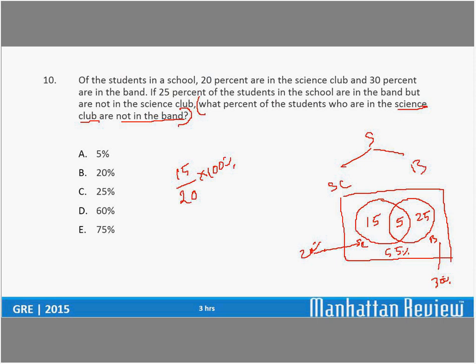Okay. So what percentage is it? If you are good at calculations, it's fair enough. If not, you can use your calculator. 15 out of 20 is 3/4. 3/4 is nothing but 75%. 3/4 of 100.